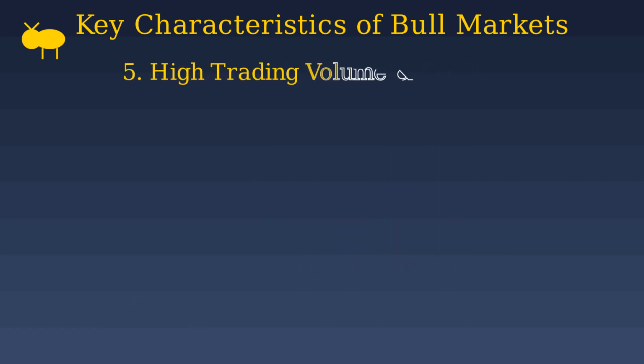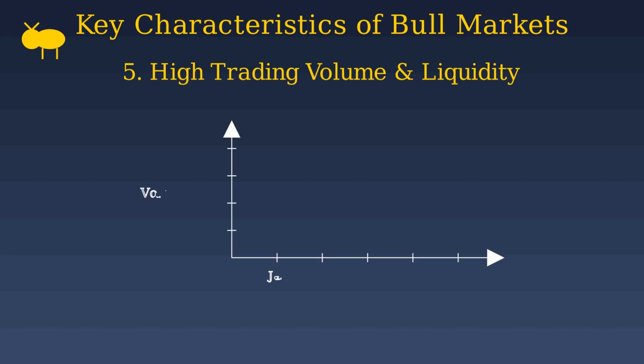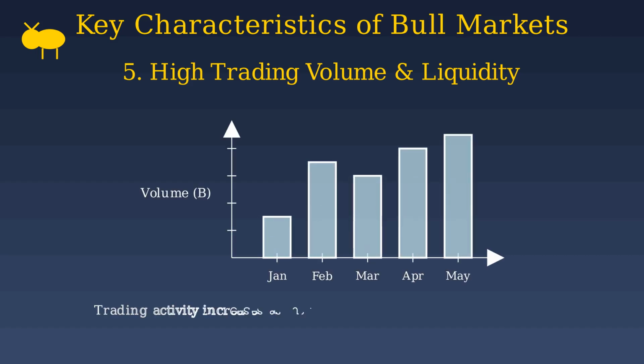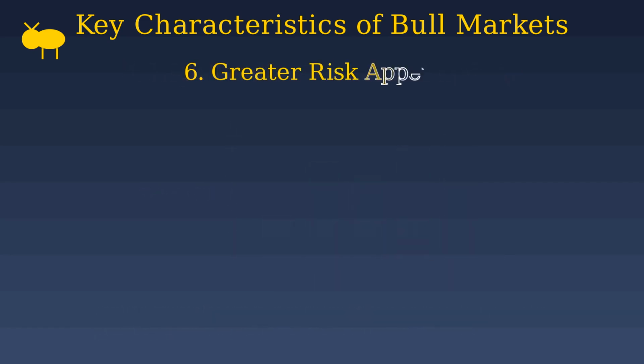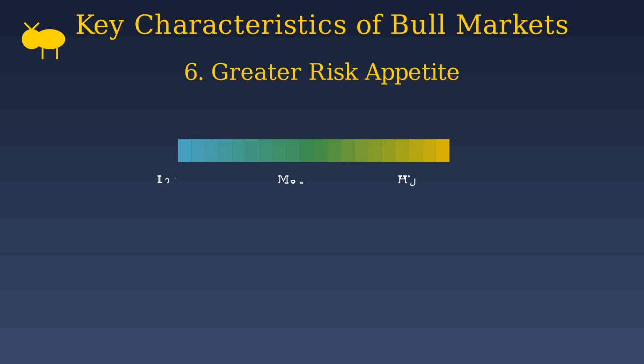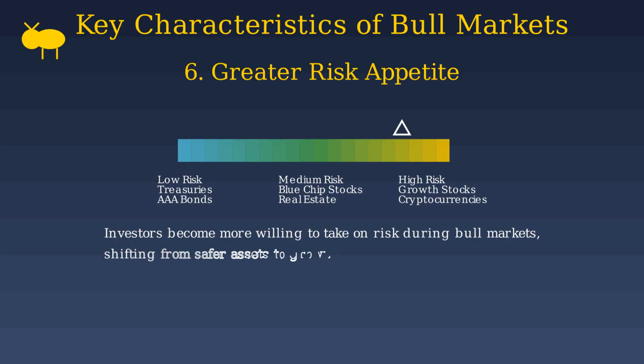Bull markets are characterized by high trading volume and liquidity. As more investors participate in the market, it becomes easier to buy and sell assets without significantly impacting prices. During bull markets, investors typically display a greater appetite for risk. They often shift from safer assets like bonds to more growth-oriented investments like stocks and other higher-yielding assets.